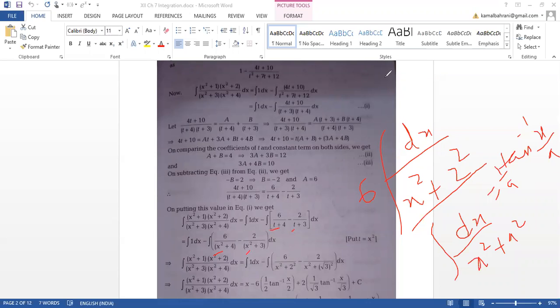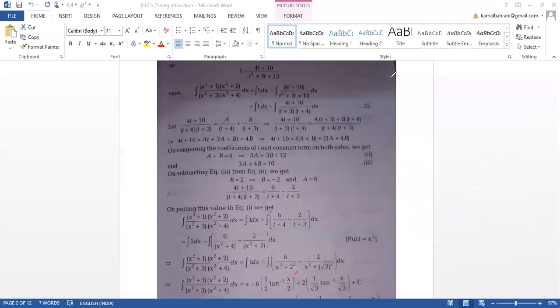Clear? Just substitute this, and this 3 can be written as root 3 square. They have written root 3 square. Now just substitute the value 1 upon a. A is what? 2. So 1 upon 2, tan inverse x upon 2. 1 upon root 3. Why root 3? Because here a is root 3. So 1 upon root 3, tan inverse x upon root 3 plus c.